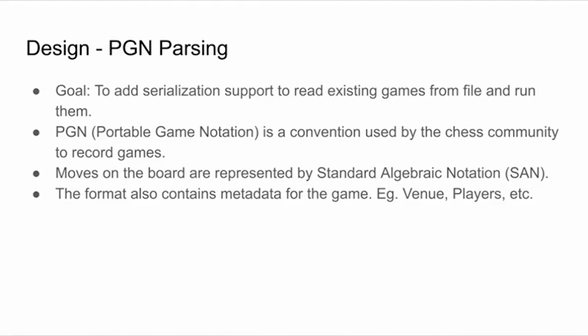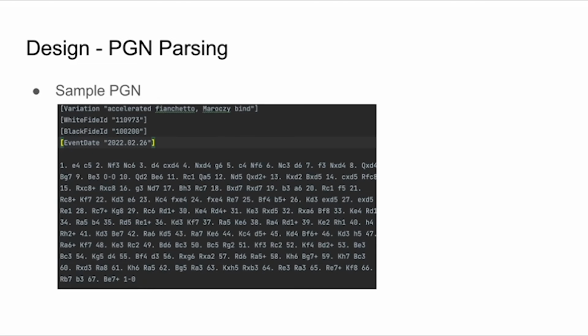In this iteration of our application, we have also added support to parse PGN files. PGN files are the standard convention used in the chess community to store and record chess games that have been played. The convention followed in recording these games is using the standard algebraic notation to depict moves on the board. These files also contain metadata about the game, such as the venue where the game was played and who were the players involved, etc. Here is an example of a sample PGN.